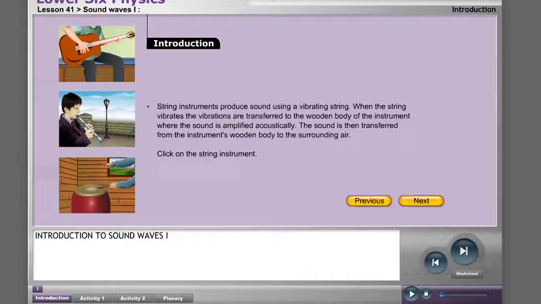String instruments produce sound using a vibrating string. When the string vibrates, the vibrations are transferred to the wooden body of the instrument, where the sound is amplified acoustically. The sound is then transferred from the instrument's wooden body to the surrounding air. Click on the string instrument.